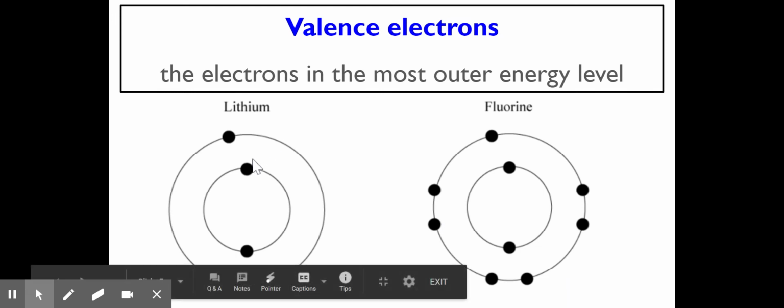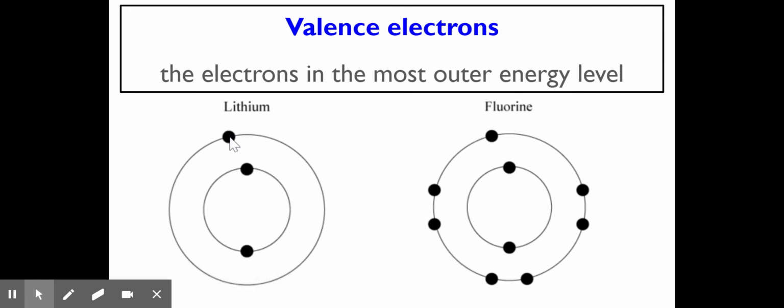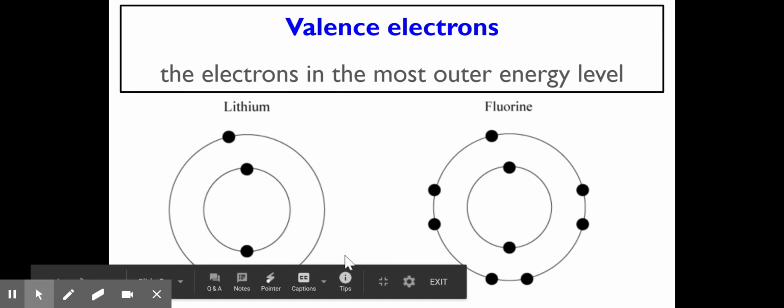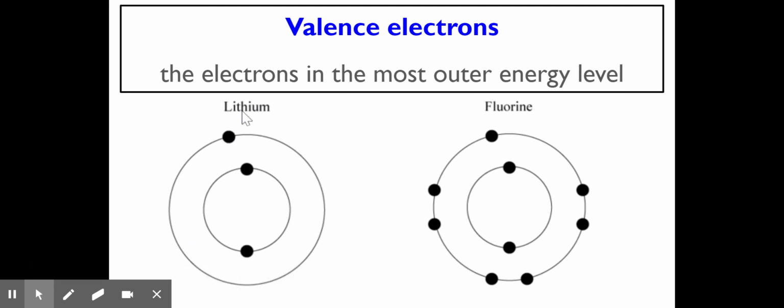Okay, for example, lithium has 3 electrons. The first energy level holds 2, the second one has 1. So this second energy level is the most outer energy level for lithium. So lithium has 3 electrons total, but 1 valence electron. Fluorine has 7 electrons in the second energy level, which is the most outer energy level. So fluorine has 7 valence electrons. Again, the only thing you need to know for today is the concept of valence electrons. Please write it down in your notebook.